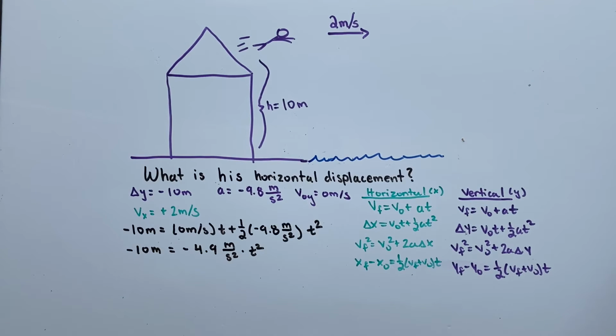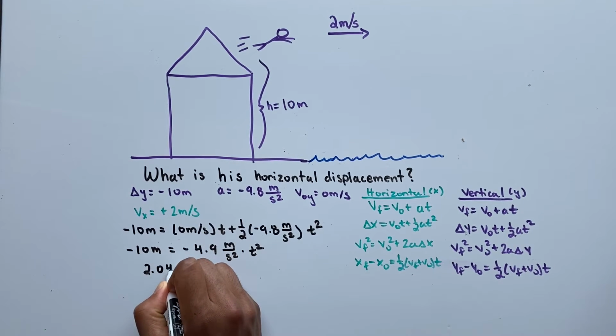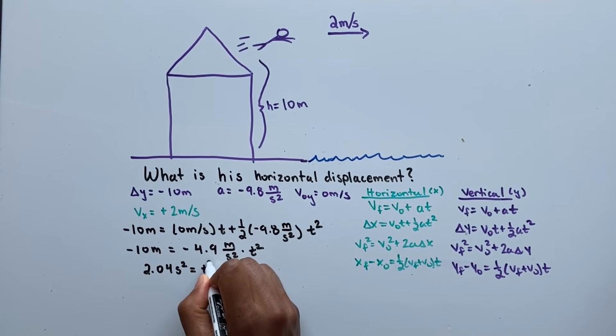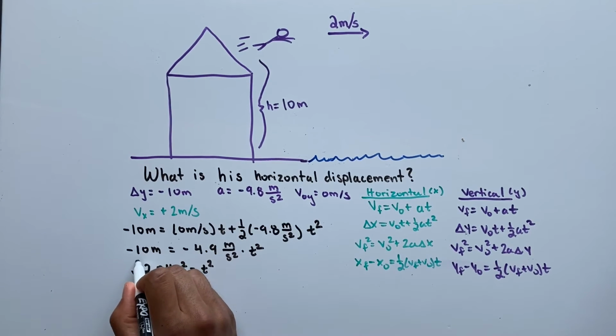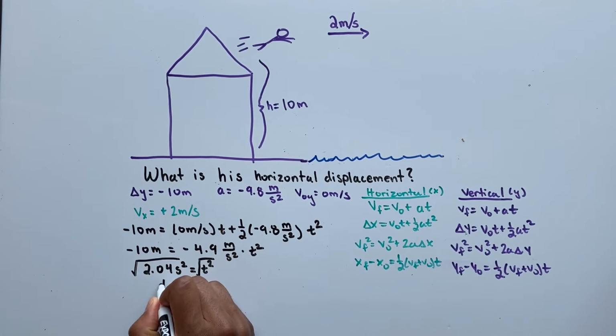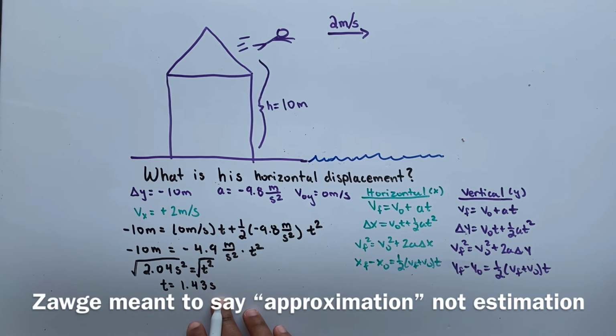We can divide each side by negative 4.9 meters per second squared to get 2.04 seconds squared equals our time squared. And after taking the square root of both sides, we get that our time equals 1.43 seconds. And this is an estimate, by the way.